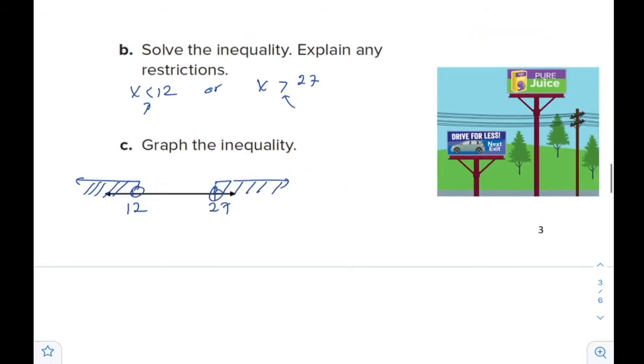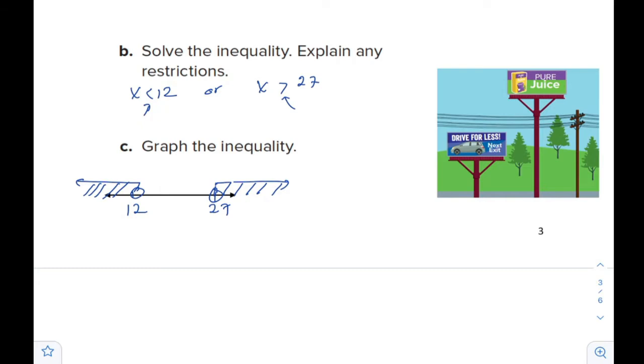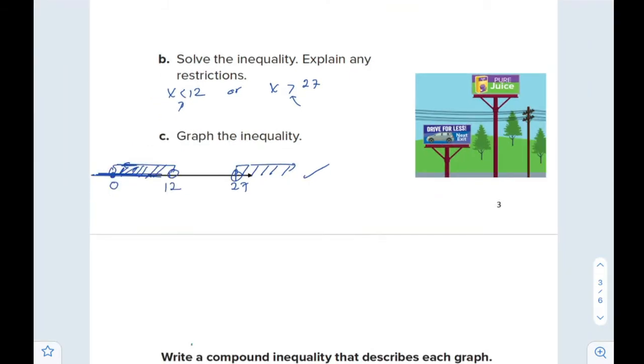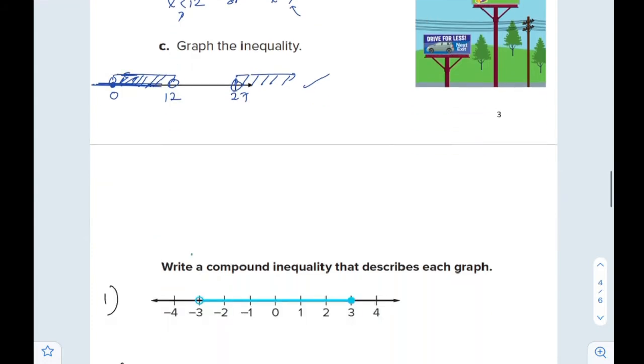Actually, our solution should not start at negative infinity. It should start at 0, because 0 is the initial height. The initial height will be 0, meaning everything will be above the ground. We will not have the pole below the ground. We will not have anything below the 0. So the height starts at 0 until 12, and this can be extended to infinity. So this is the solution: 0 to 12 or greater than 27.